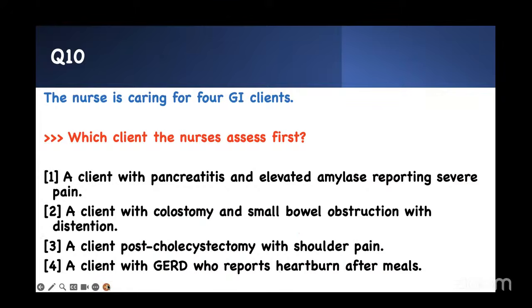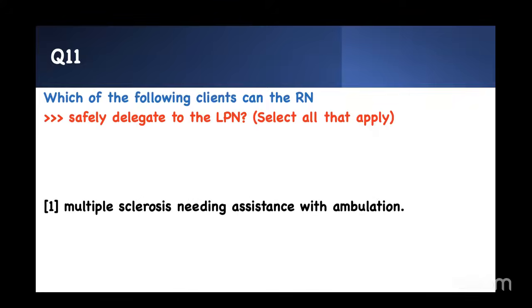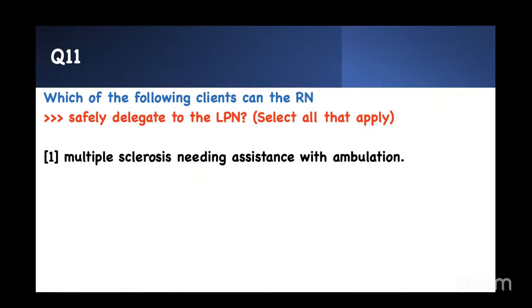And the last question, what do you think? This is another LPN delegation question, to summarize it, to put everything together. Once again, MMR most. MMR most: most medication, monitor, reinforce, can do some special tests, tube feeds. What do you think? Multiple sclerosis, needs assistance with ambulation. Do you think the LPN can take care of this patient?